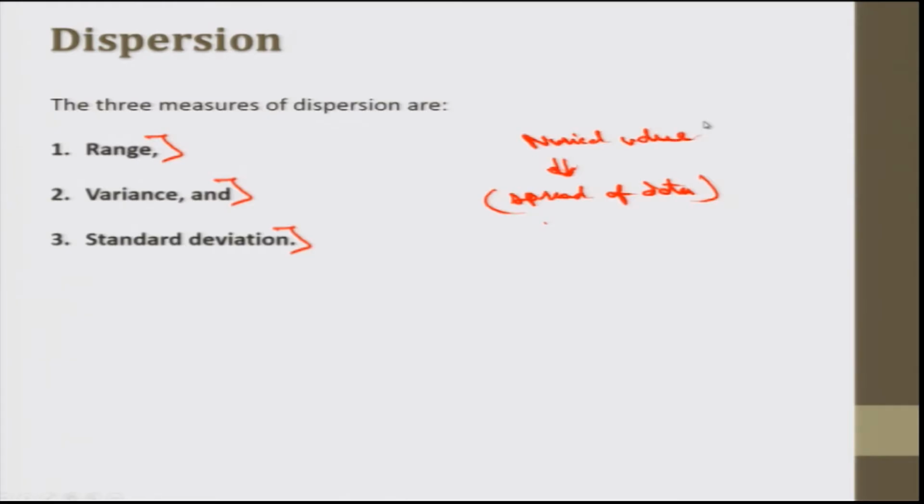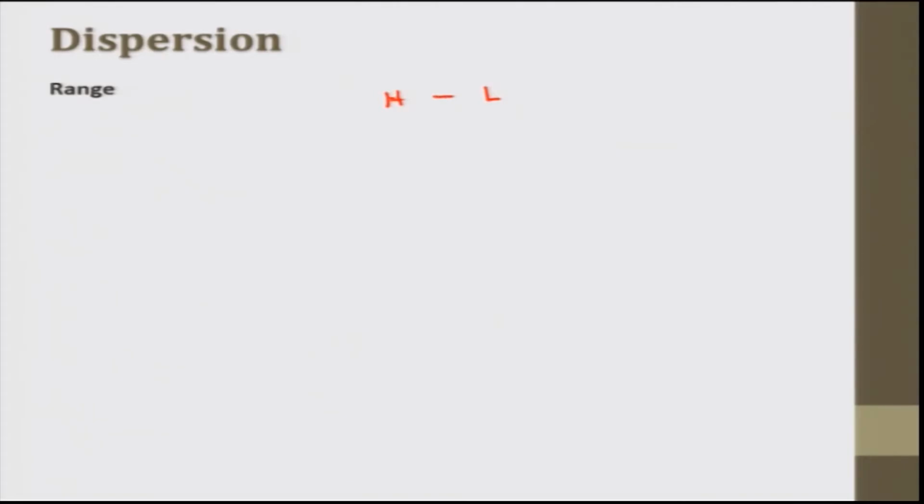Okay. So, number 1 is range. What is range? Range is, as I said, the highest value and the lowest value. Midrange was the average or the middle value of these. Range is nothing but the difference between the two. R is equal to H minus L, where H is the highest value and L is the lowest value, and the range is the simplest measure of dispersion.